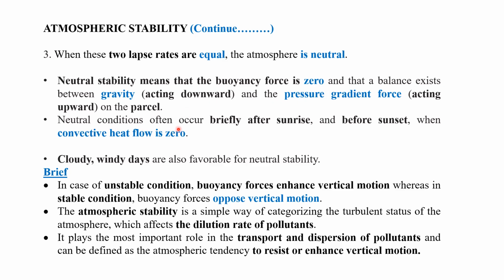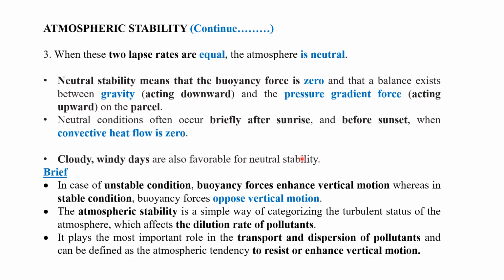Neutral condition often occurs briefly after sunrise or before sunset when the convecting heat flow is due. Cloudy, windy days are also favorable for neutral stability. Please remember that the unstable conditions occur in daytime. Normally, the highest unstable conditions we can achieve are during 12 to 2 p.m.